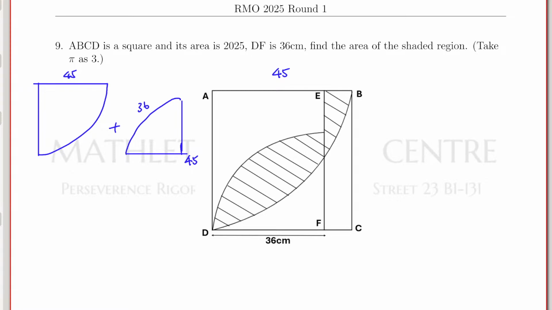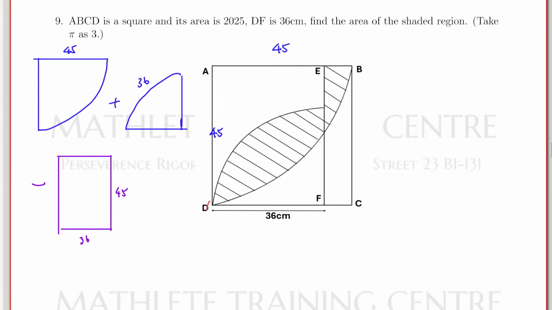Why do we want to add that? Because that's the only way to get these two curves. And after I add these two, there's only one thing I need to do, which is to subtract away the rectangle here, which is 36 by 45. That's it. This is the only thing I need to do within this question. How does this make sense?